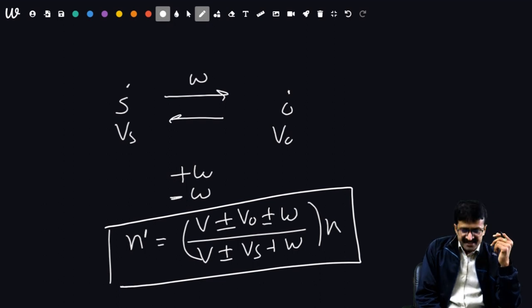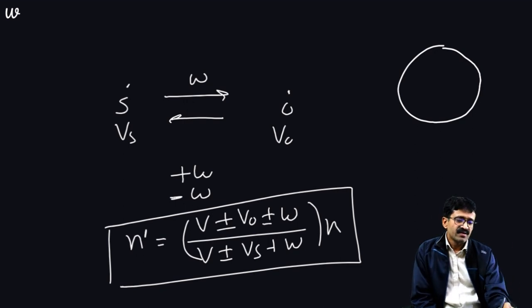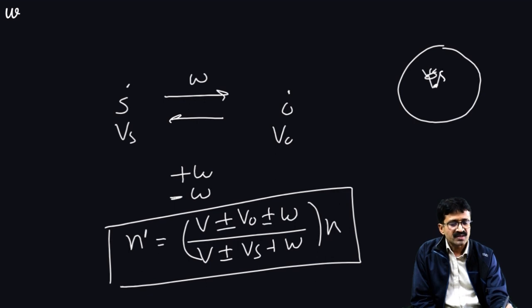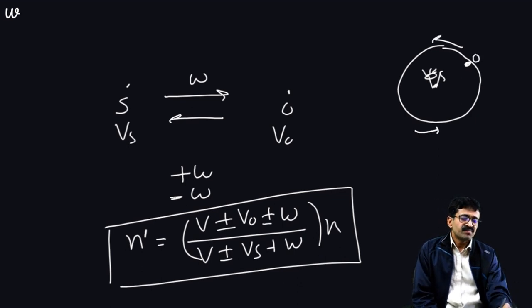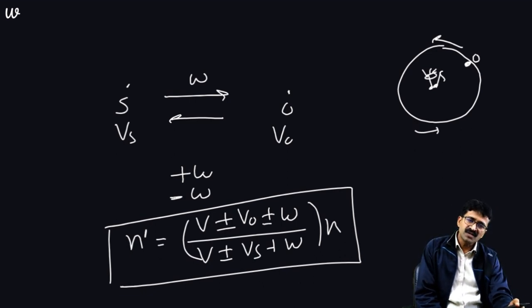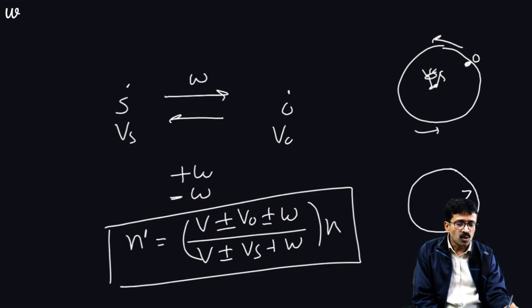We can take an example of circular motion. If we take a circle, at its center we have a sound source, and on the circumference we have an observer. If the observer is moving on the circumference, then there is no apparent change observed by the observer. In the case of circular motion, again, if the sound source is moving on the circumference and the observer is at the center, again there is no change in apparent frequency.